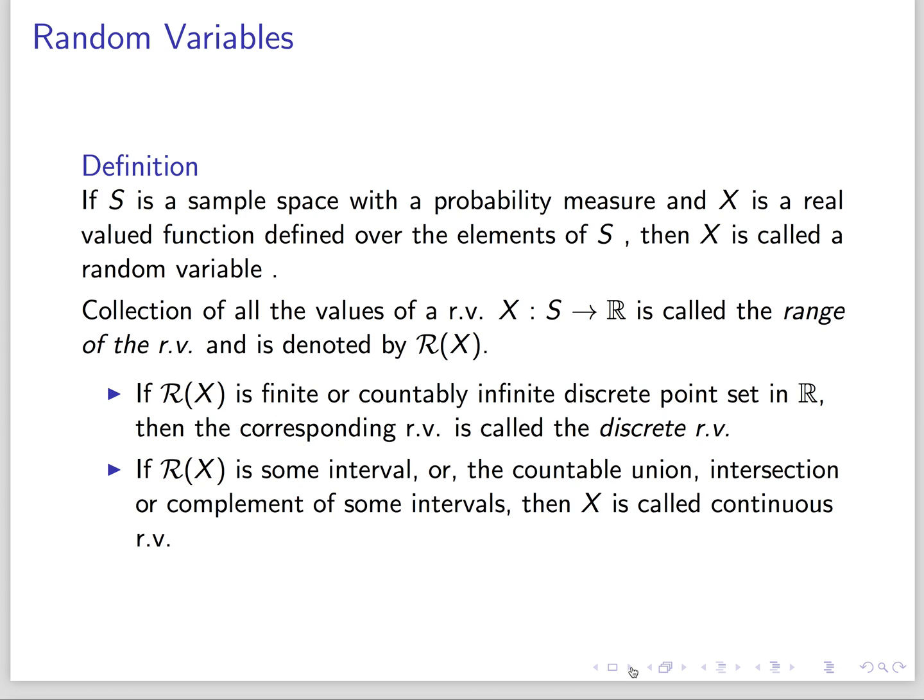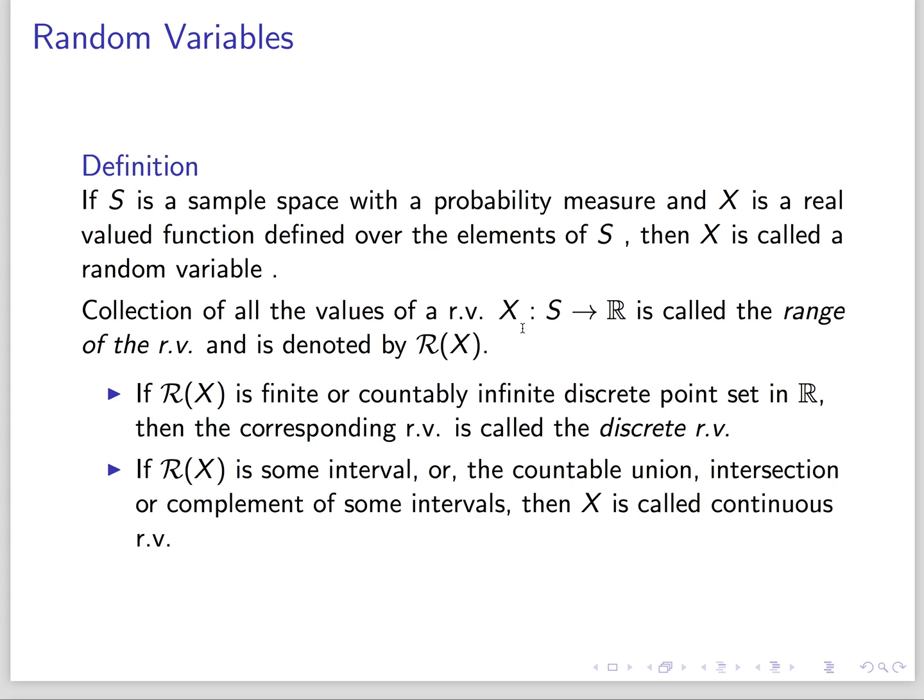Another interesting notion in probability theory is the random variable. Sometimes we cannot assign the probability to each of the sample points. Rather, we are interested in one macroscopic property of the whole sample space. We give the formal definition of random variable in that way. Suppose S is a sample space with a probability measure and X is a real valued function defined over the elements of S, then X is called a random variable. The collection of all the values of the random variable X from S to R is called the range of the random variable, and it is denoted by R of X.